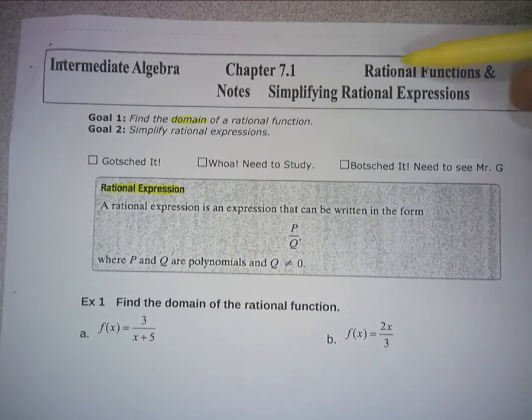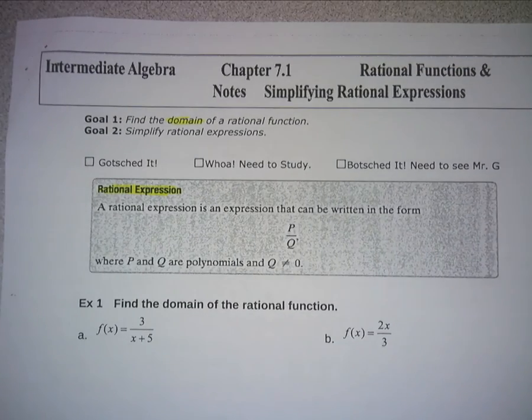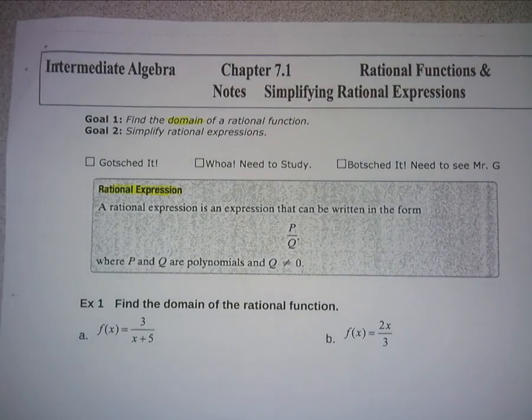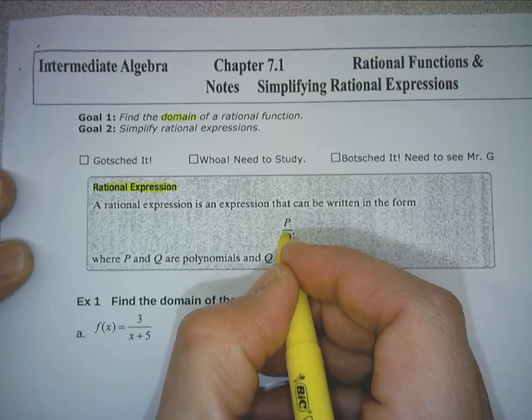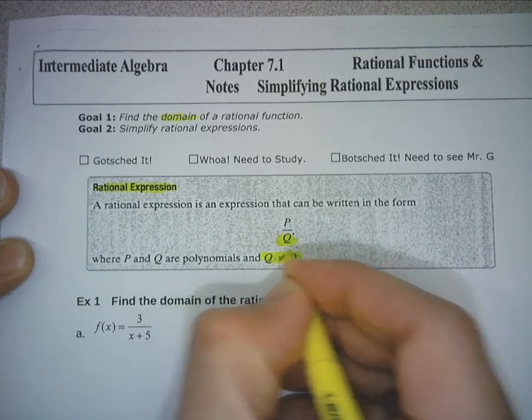All right, so ladies and gentlemen, we're going to get started on chapter 7.1. We're going to look at rational functions. Again, we're looking at fractions. One of the things that you guys should know is we can never, ever, ever divide by 0.